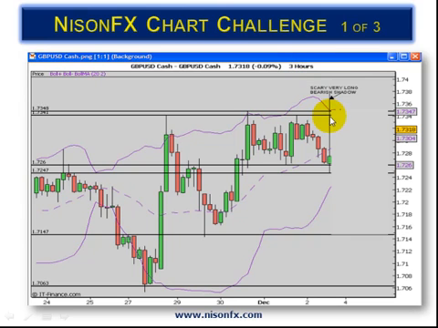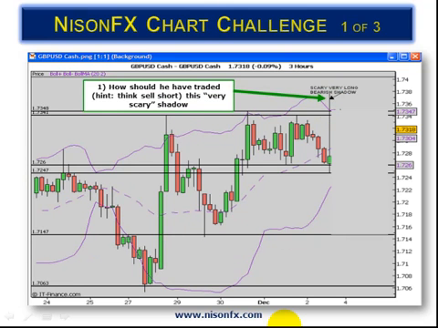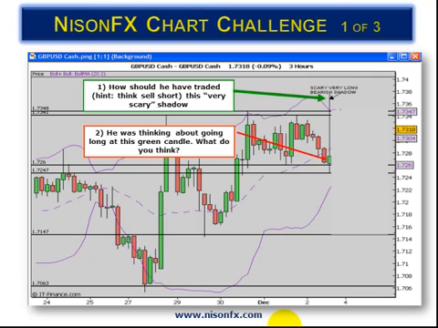Anyway, my first question is, how should he have traded this very scary shadow? And then the second question is, he was thinking about going long at this green candle. What do you think? Just remember, some charting platforms, instead of a white real body, use a green real body, which means the close is higher than the open. On the candle I'm highlighting, the opening is here and the closing is here. And instead of a black real body, they have a red real body, same concept. So the opening is here and the closing is down here.